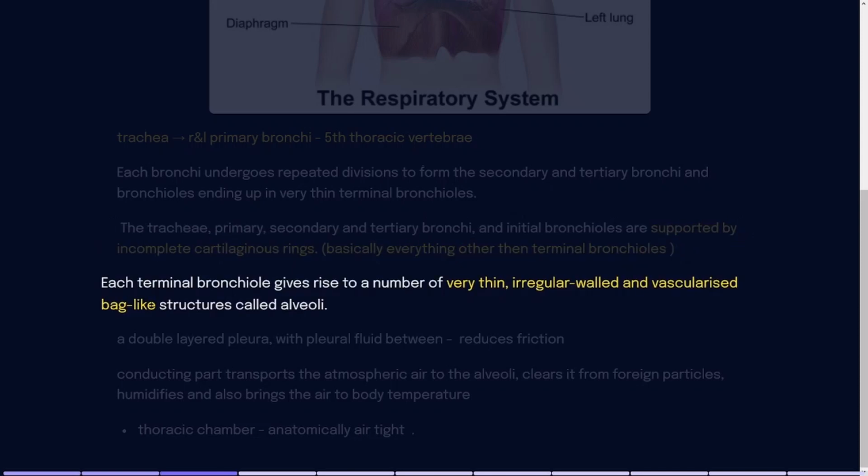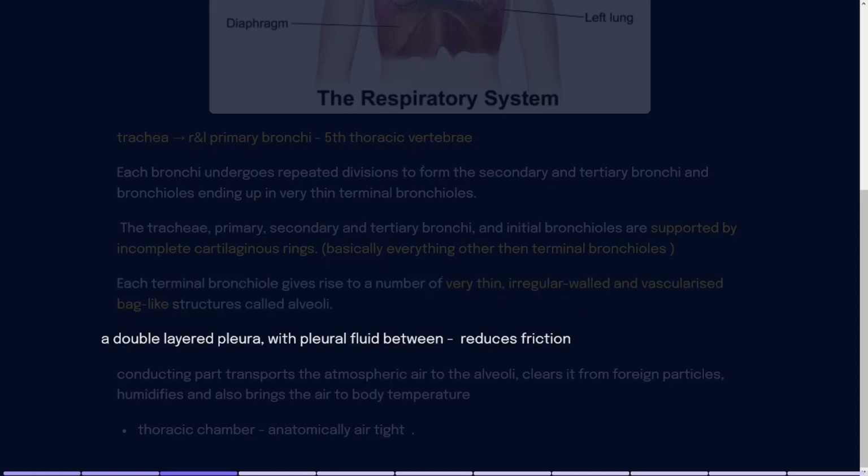Next, terminal bronchioles give rise to a number of thin, irregularly walled, vascularized bag-like structures called alveoli. Now a double-layered pleura is covering the lungs. In between this pleura, there is pleural fluid present. What this pleural fluid does is it reduces friction when the lungs expand. So when the lungs are expanding, the pleural fluid present between the two pleura will reduce friction.